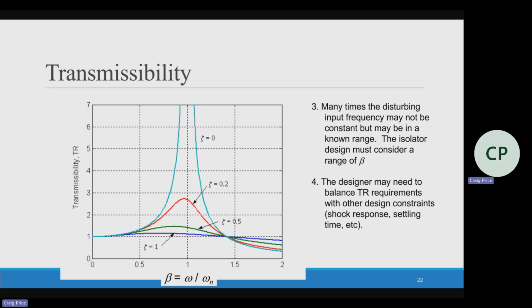Or maybe I can increase the mass. Maybe I should decrease the mass. We've got 3 basic components of the system. What can we change to get an outcome that works for both domains? All right, that was transmissibility.